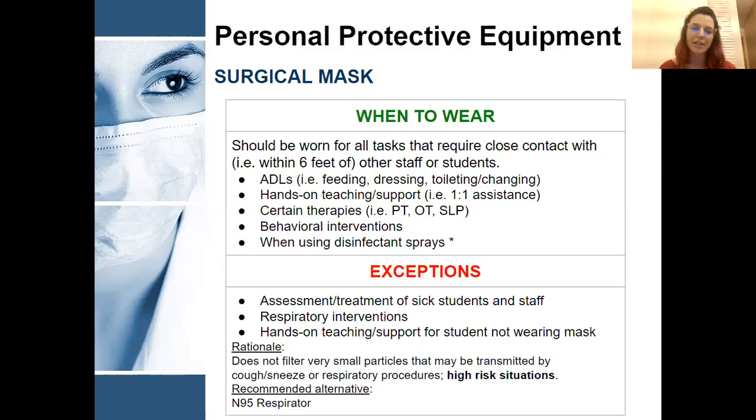The rationale for this is that the surgical mask does not filter very small particles that may be transmitted by cough or sneeze and respiratory procedures, those aerosolized particles, which are high-risk situations. In these situations, you are going to want to wear the N95 or KN95 respirator.